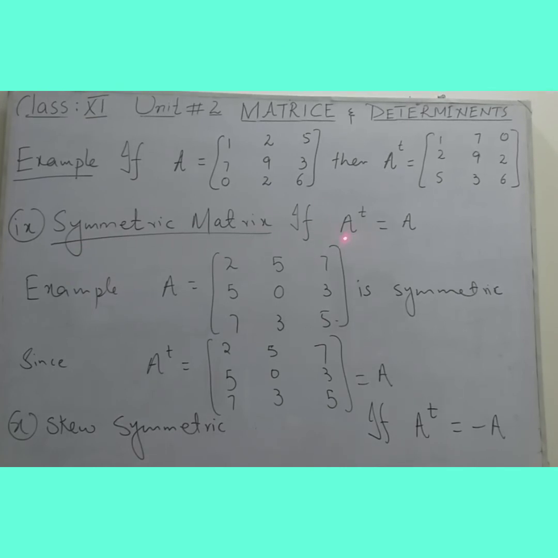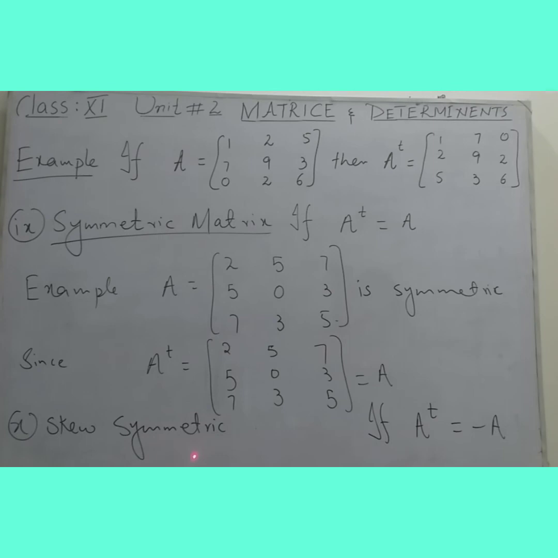If A transpose again gives matrix A, then this is called a symmetric matrix. For example, A is equal to 2, 5, 7, 5, 0, 3, 7, 3, 5. Now this is a symmetric matrix. Why? Because when we interchange rows into columns, we again get the same matrix A. Here 2, 5, 7 first column, 5, 0, 3 second column, 7, 3, 5 third column, which again gives matrix A. Next, skew symmetric matrix.